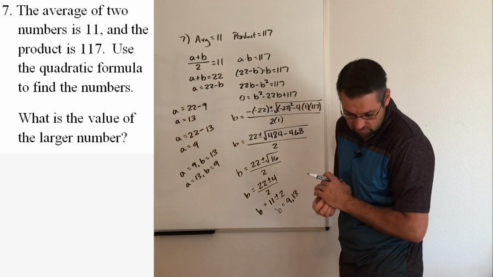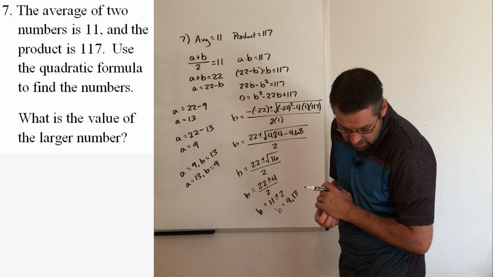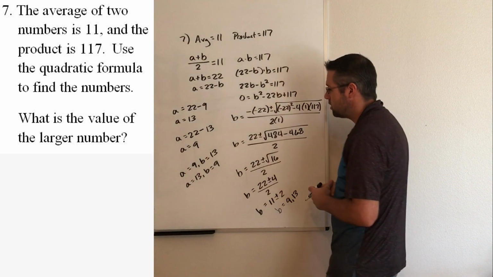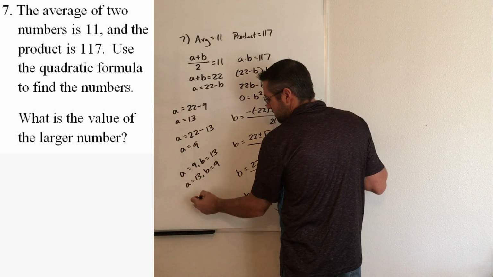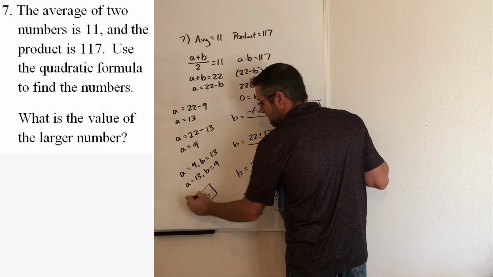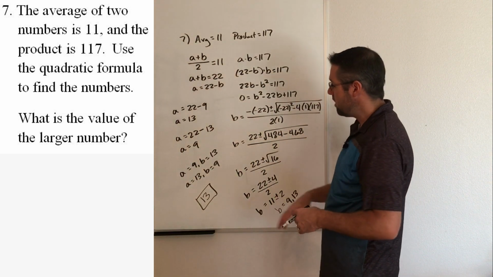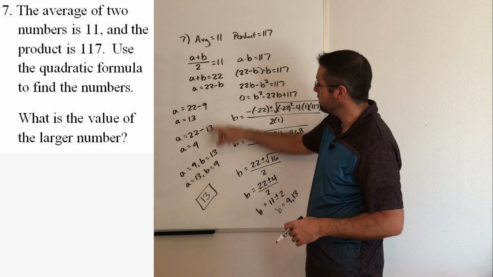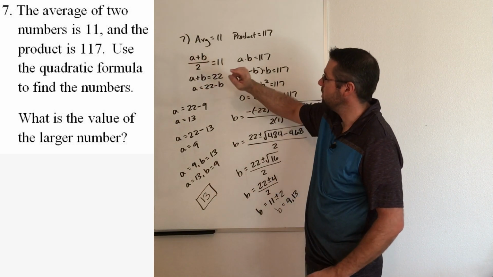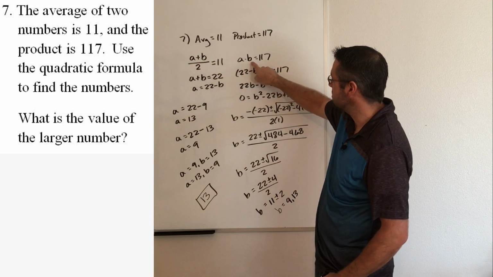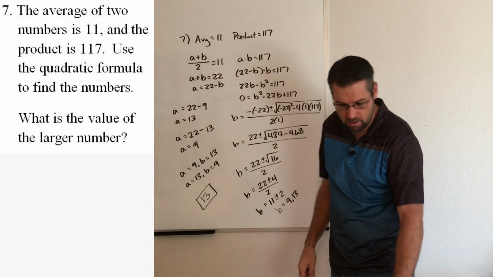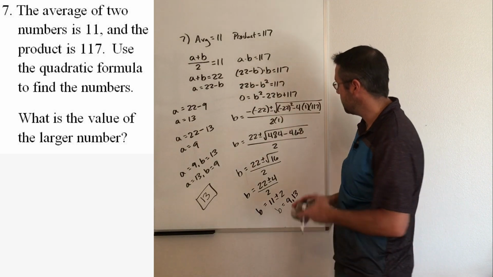But either way, we need to answer the question from there. It says, what is the value of the larger number? So if this is my setup, the larger number is 13. If this is my setup, the larger number is 13. So the larger number is 13. We can check our work by plugging these values back in, 9 and 13. 9 plus 13 is 22, divided by 2 is 11, so it looks good there. And then 9 times 13 is 117, so we know we did it right. Okay, so that's for number 7.